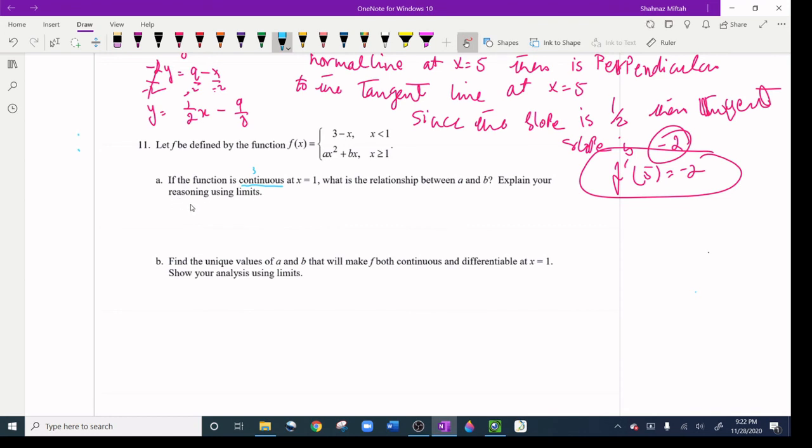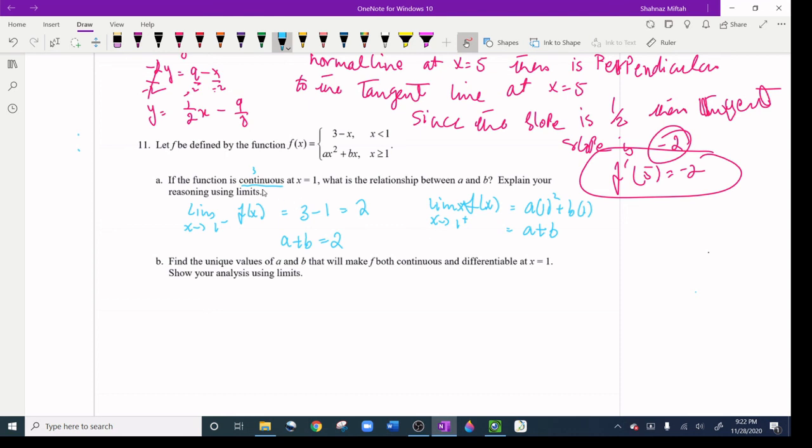So if I do that, I'm going to go limit as x approaches 1 from the left of f of x. Left is this one, so I'm going to use 3 minus 1 equal 2. And then limit as x approaches 1 from the right of f of x. It's going to give me a times 1 squared plus b times 1, so I'm going to get a plus b. When we make them equal each other, a plus b is equal to 2. That's the relationship between a and b. When you add a and b, you will get 2.